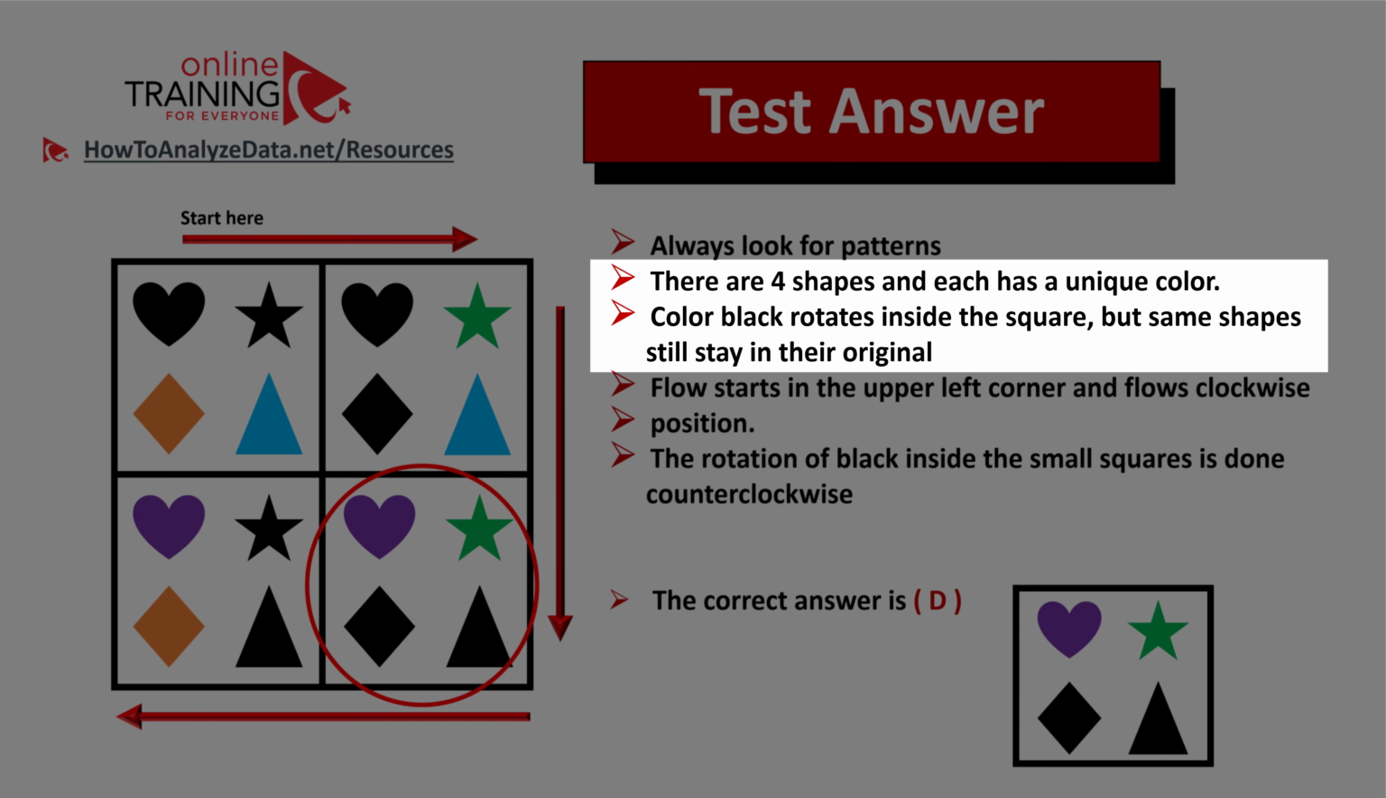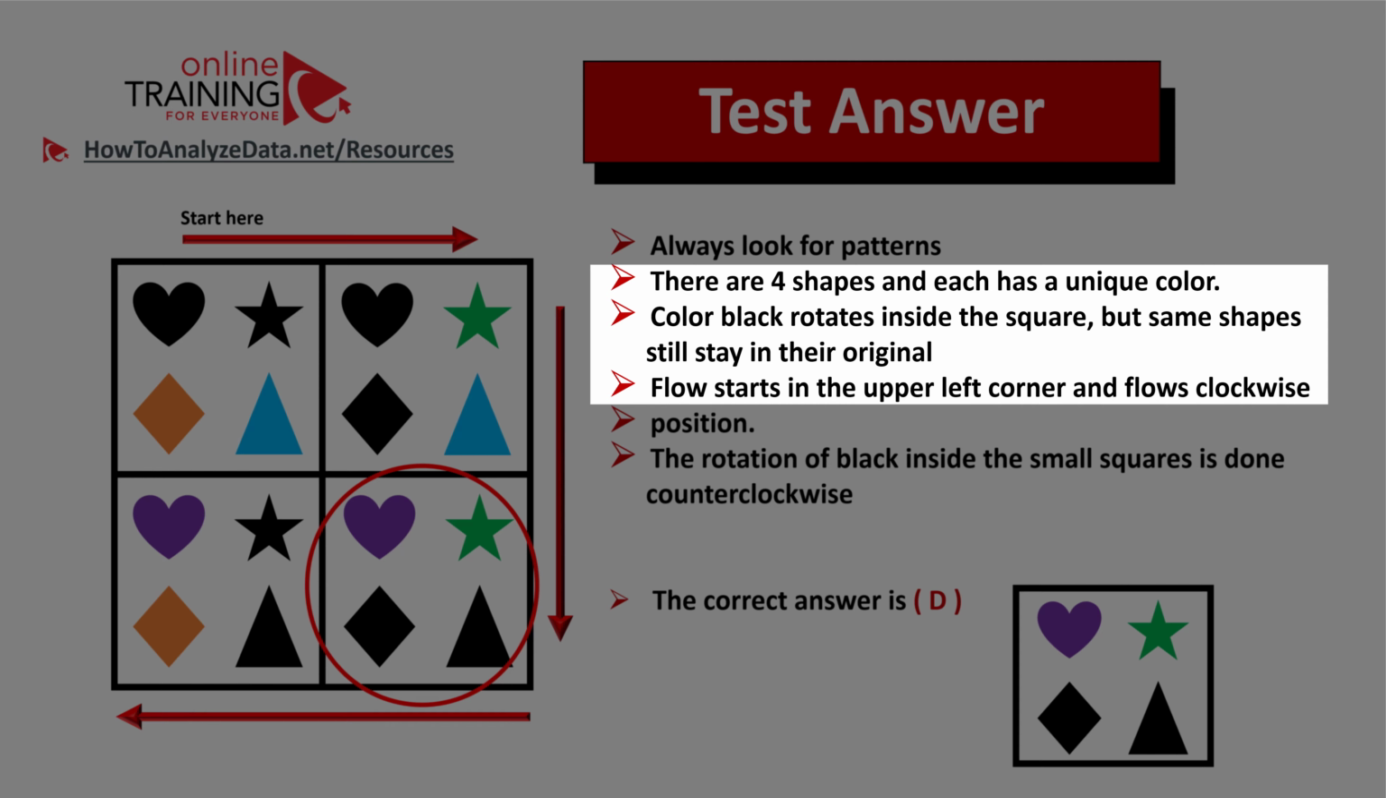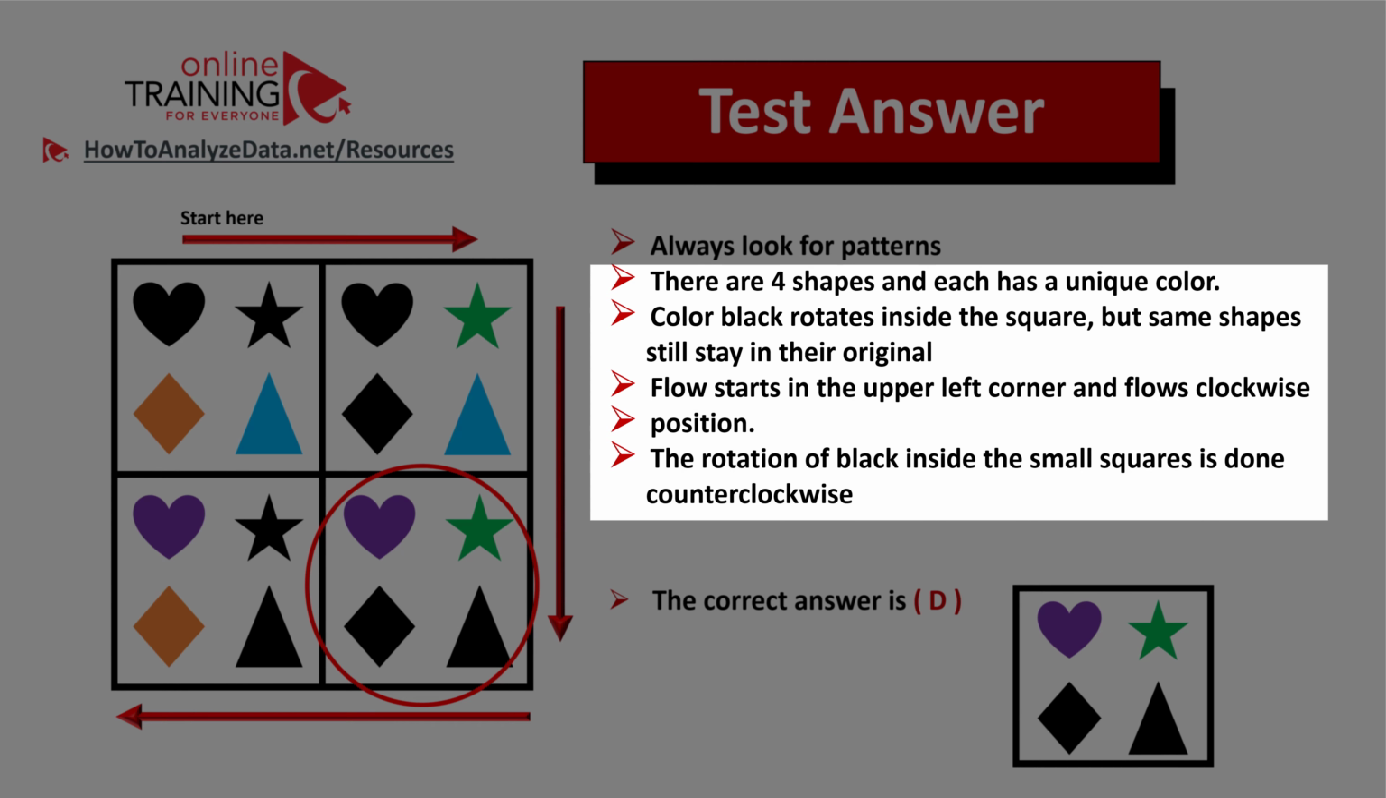So, as usual, always look for patterns. You see that the flow among the shapes starts in the upper left corner and goes clockwise. But the rotation of the black color inside the squares goes counterclockwise. So, that's the tricky part of the question. But there's always the right answer. And as you can see, the right answer here is choice D.